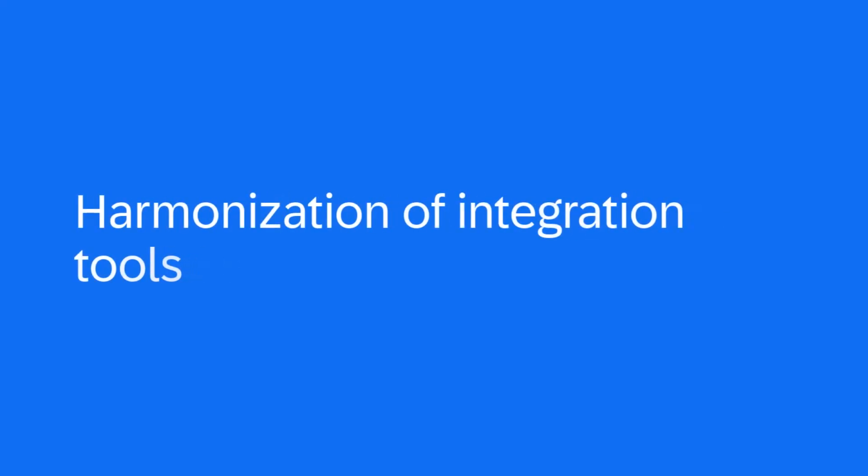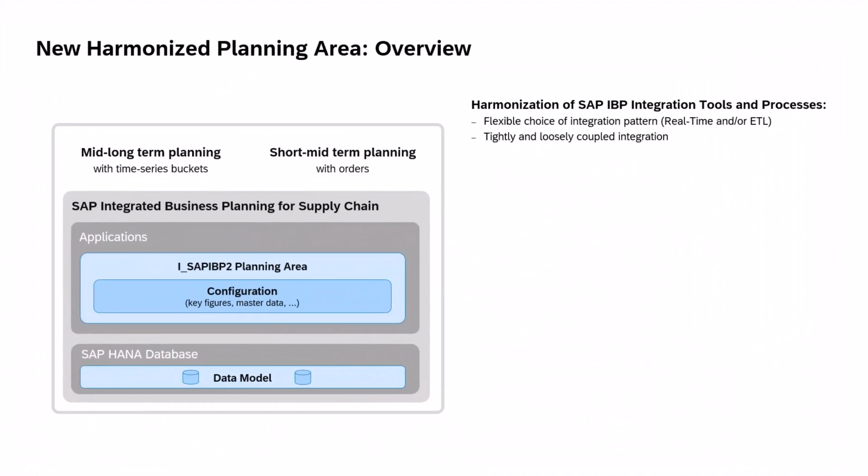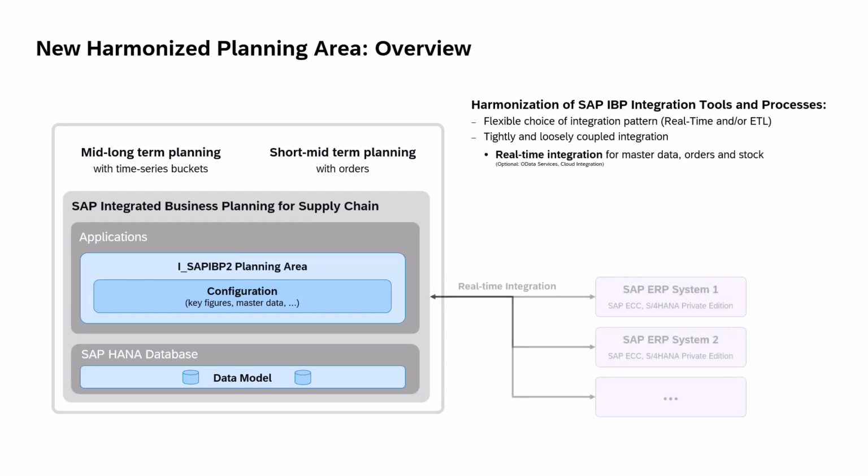The second benefit is the harmonization of SAP IBP integration tools and processes. SAP IBP provides flexible choices for integration technology implementation. Real-time integration is recommended for all SAP IBP2 projects to integrate master data, orders, stocks, and execution data, independent of whether SAP IBP order-based or time series planning is used. For example, you can now use RTI to always have the latest execution data in SAP IBP, even if you run only time series supply for tactical planning purposes.